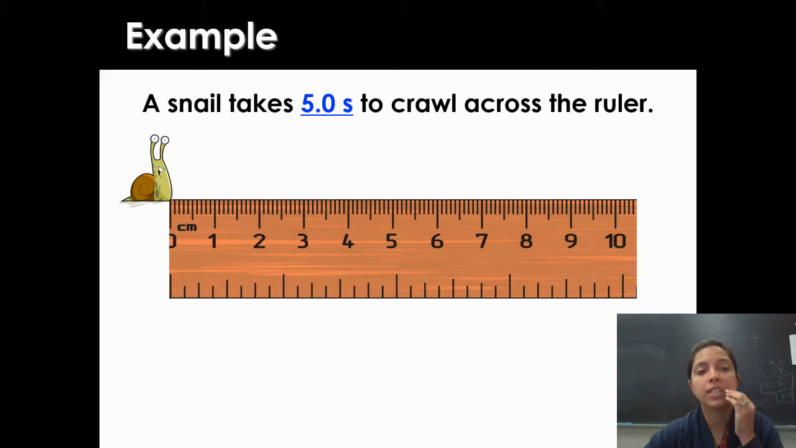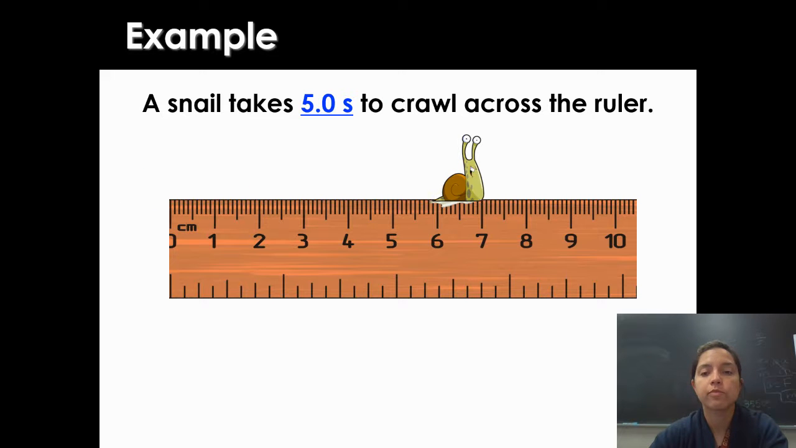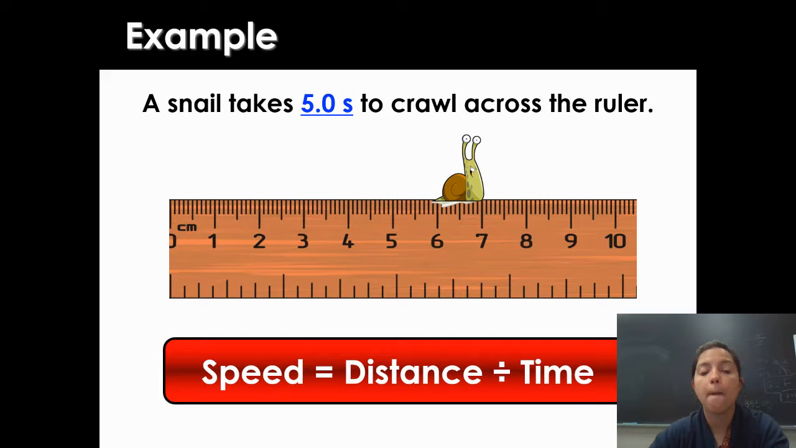And let's look at our first example. A snail takes 5 seconds to crawl across the ruler. The distance that the snail traveled is 7 centimeters. So if you want to find the speed of the snail, you do distance, which is 7 centimeters, divided by the time, which is 5 seconds.